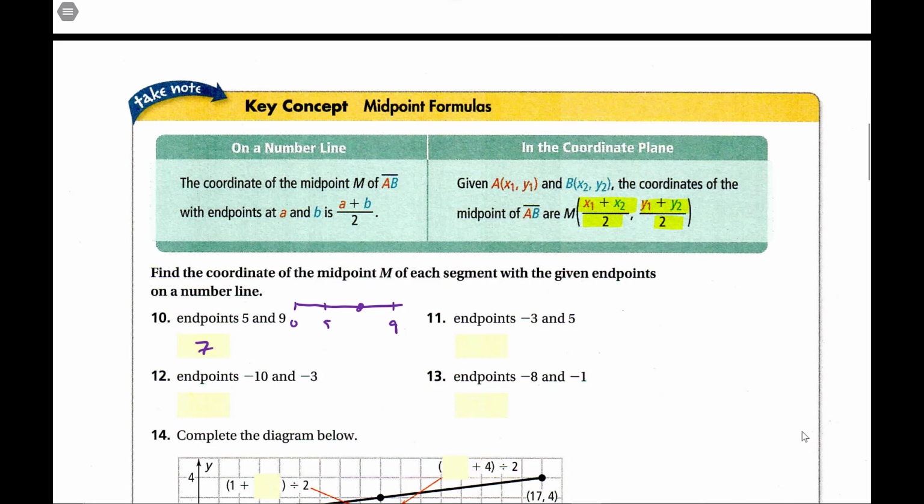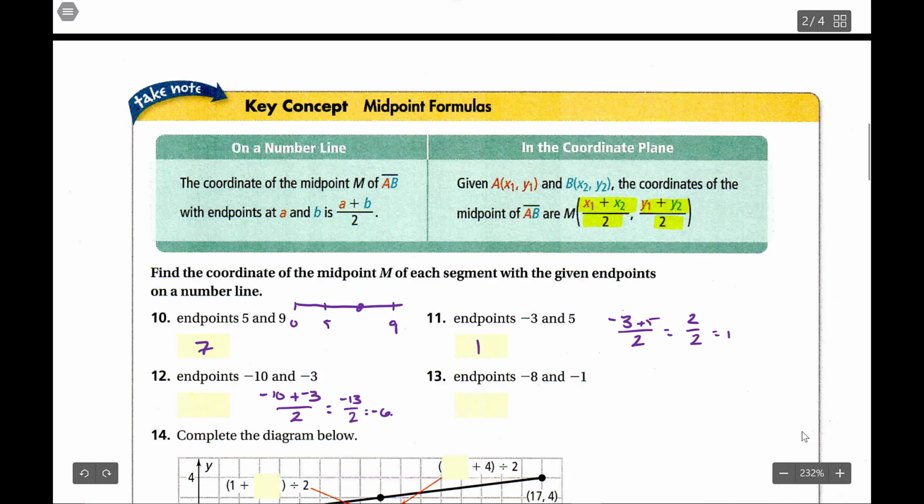For number 11, it's going to be negative 3 plus 5 divided by 2, which is going to be equal to 2 over 2, which is 1. For number 12, negative 10 and negative 3. So we have negative 10 plus negative 3 divided by 2, and that's going to give us negative 13 over 2, which is negative 6.5. Number 13, we have negative 8 plus negative 1 divided by 2 gives us negative 9 over 2, which is negative 4.5.